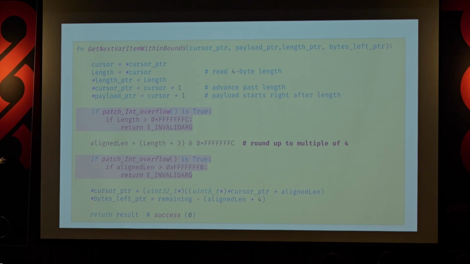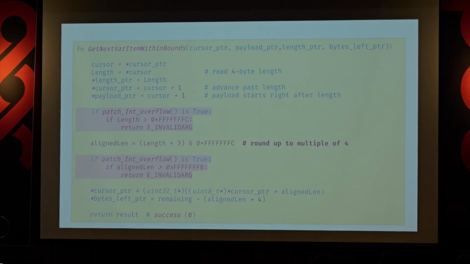These are the patches. And as you can see, at the top, there's a patch to check if the length is greater than 0xFFFFFC. And when they calculate the align length, which is just length plus 3, just to round up to a multiple of 4, they check if the align length is greater than 0xFFFFFB. And if any of these checks are true, we just bail out of the function. So they're trying to stop an integer overflow here.